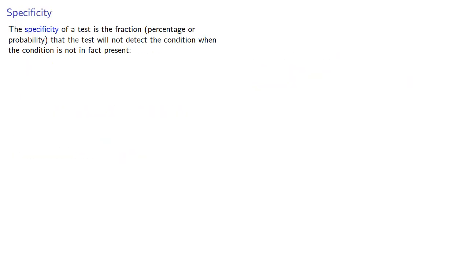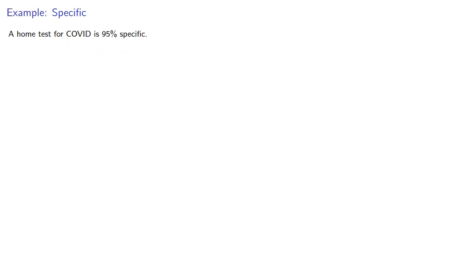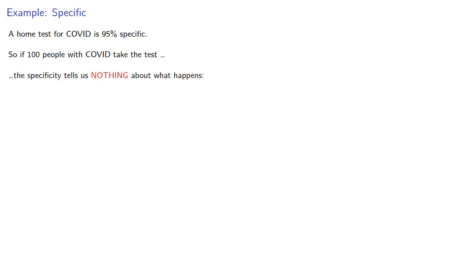The specificity of a test is the fraction, again percentage, but it's really a probability, that the test will not detect the condition when the condition is not in fact present. In other words, it's the probability the test returns a negative result when it should. For example, a home test for COVID is 95% specific, so if 100 people with COVID take the test, the specificity tells us nothing about what happens. Specificity only applies to people without the condition.